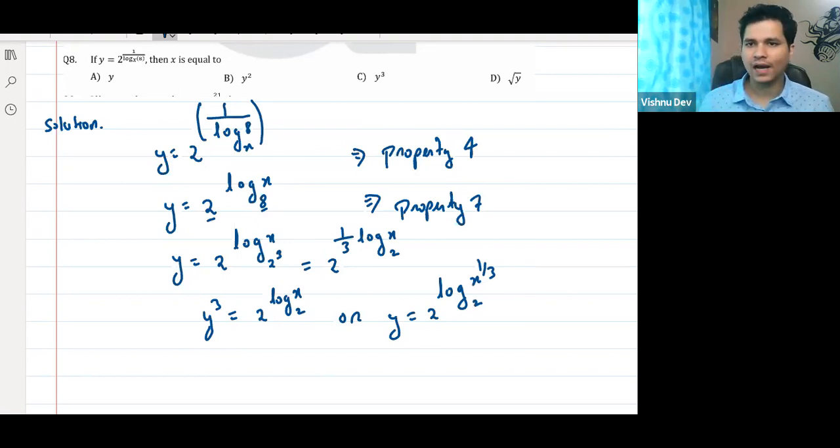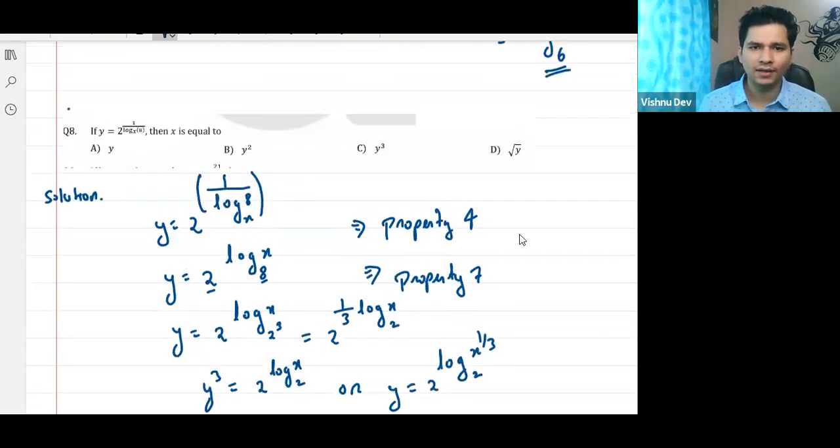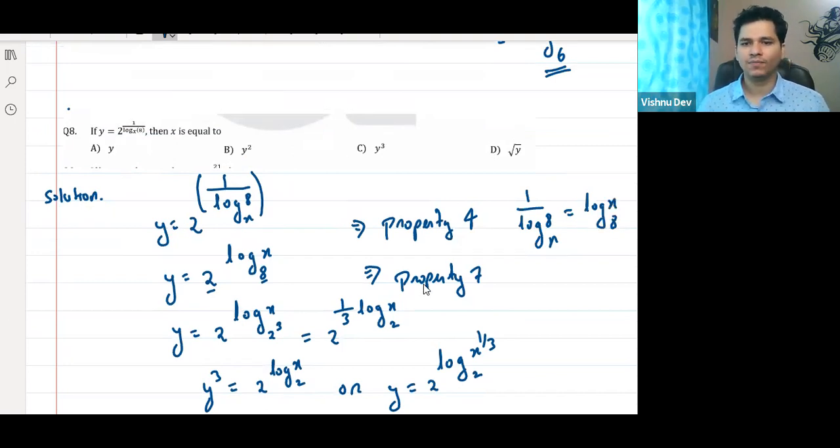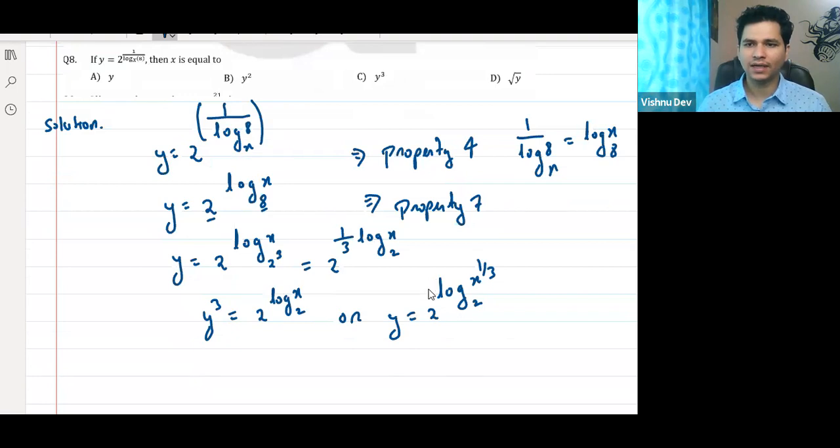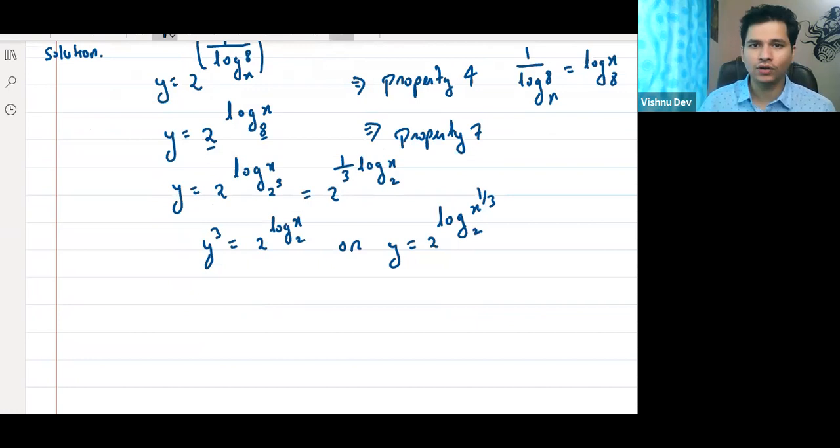Adarsh, the first step you didn't get? See, the first step is property 8: 1 by log 8 base x can be written as log x base 8. That is the first step. Understood? Now can I use property 8? Yes, now you can use property 8.